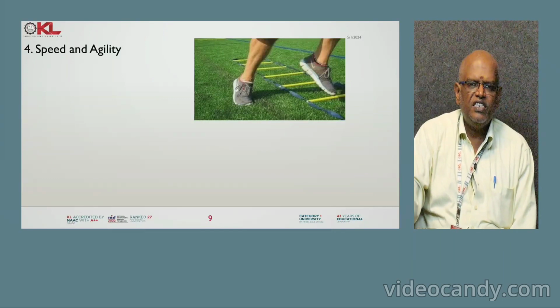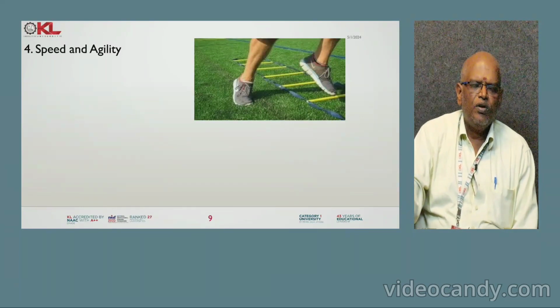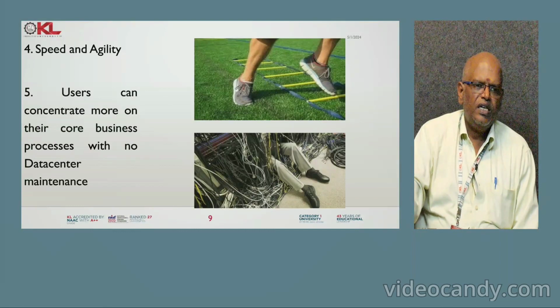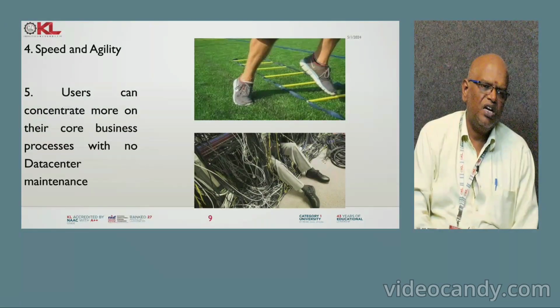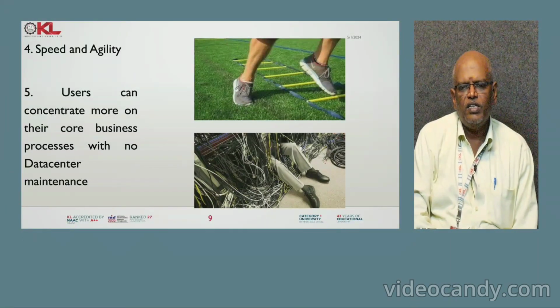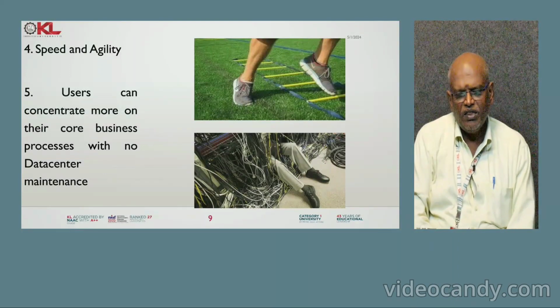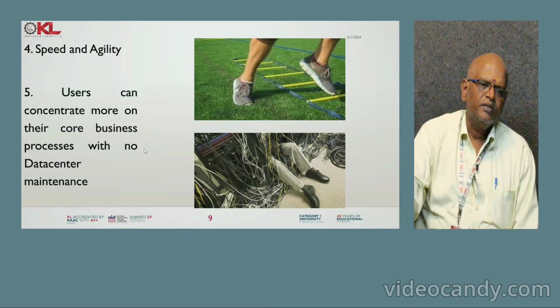Next one is speed and agility. We can get high speed of computation through cloud computing, because there will be a pool of storage, processors and RAM, and plenty of processors available. So we can increase our speed of operation by selecting multiple processors also. Then next one is users can concentrate more on their core business process with no data center maintenance. We need not worry about any data center maintenance. Everything is maintained by the service provider.